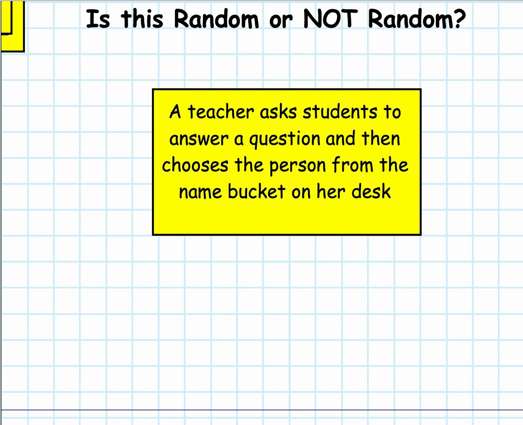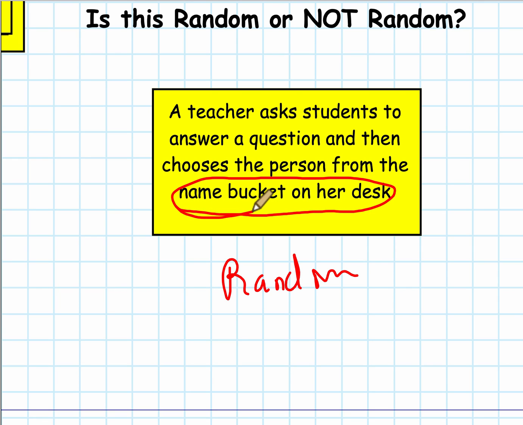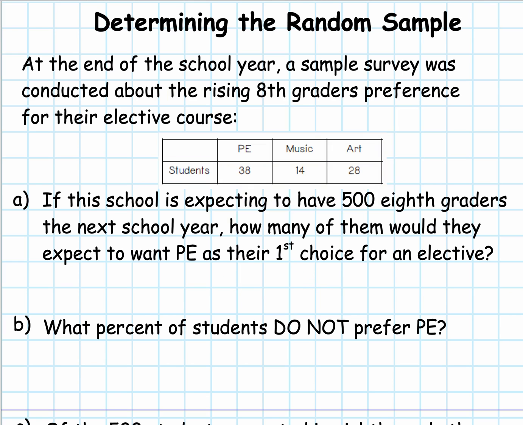A teacher asks students to answer a question and then chooses the person from the name bucket on her desk. Random or not random? This would be random because she's not picking it just because they raised their hand or they were the first person, but she's choosing them from the name bucket. Now, what do we do with random samples? Random samples we can use to get information.